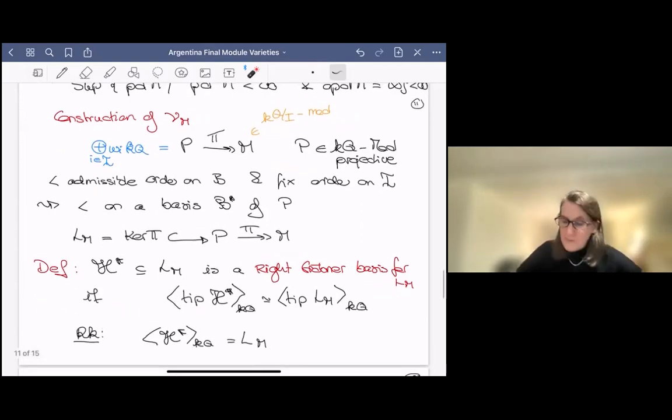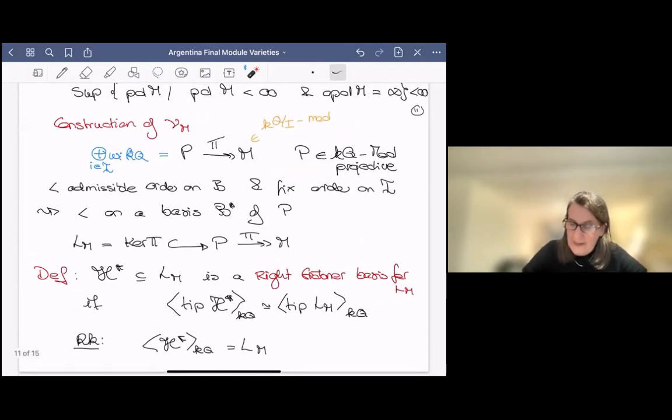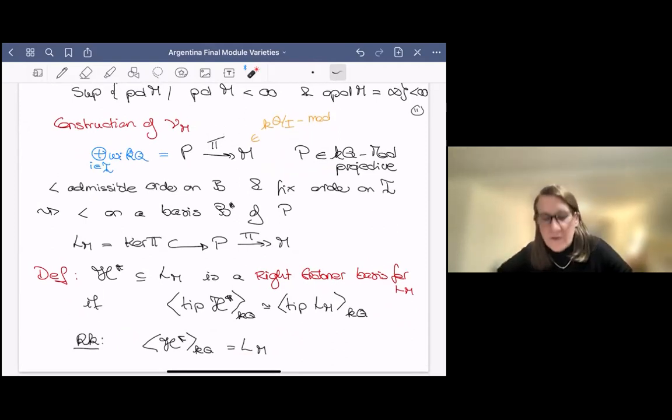Okay, and similarly to the above, again, a remark that if H star is a right Gröbner basis for Lm, then it generates the whole of the module.